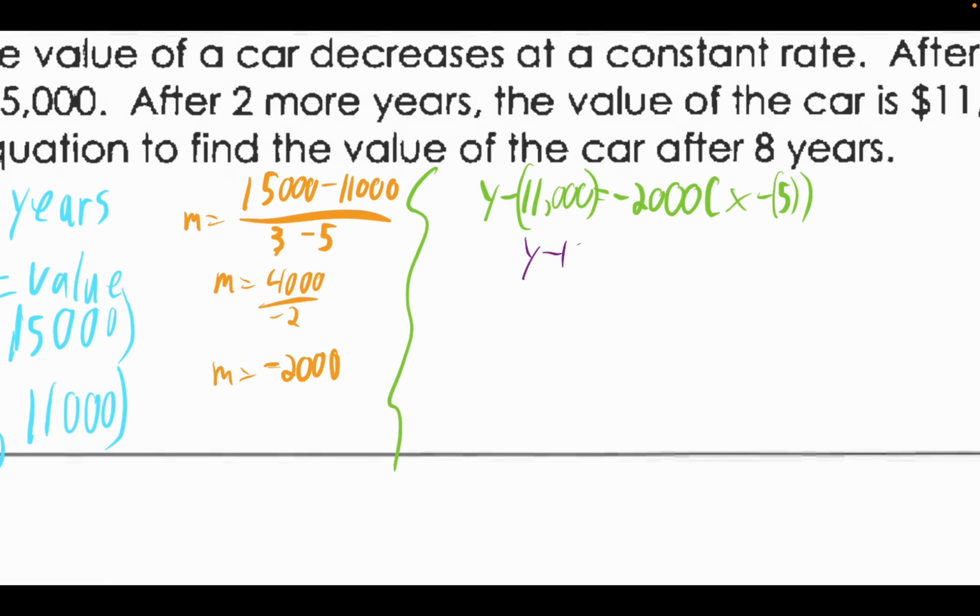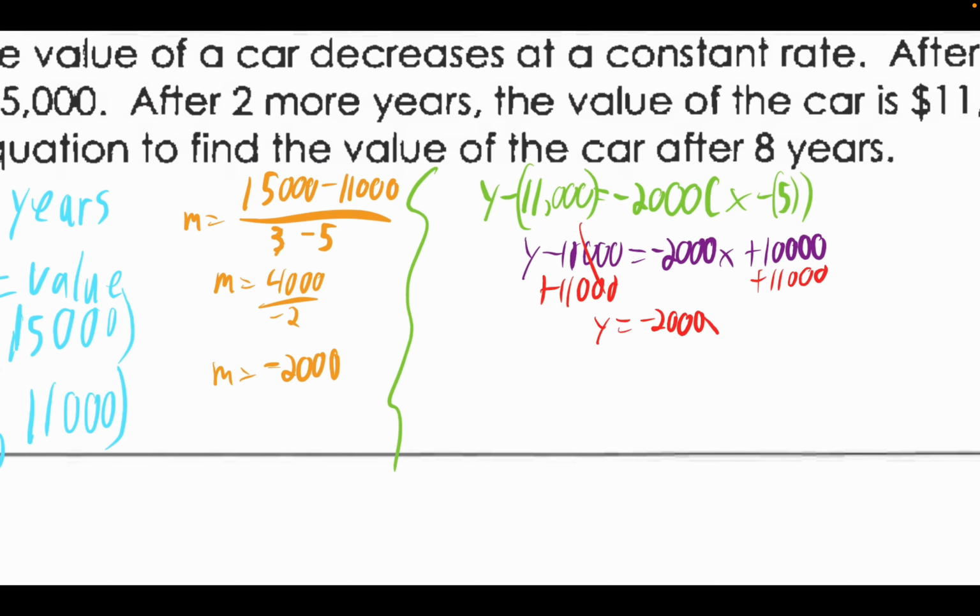Now I distribute my negative 2,000, and I get negative 2,000x plus 10,000. I add 11,000, and I get y to equal negative 2,000x plus 21,000.